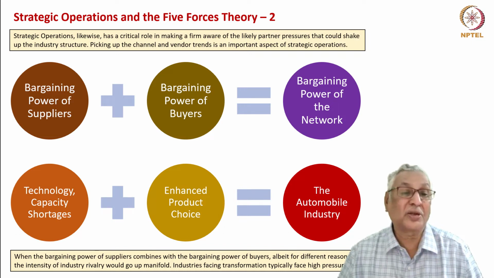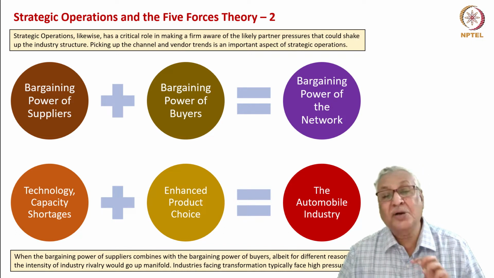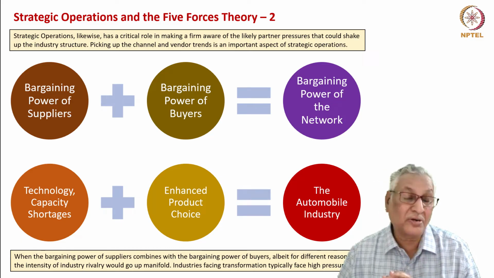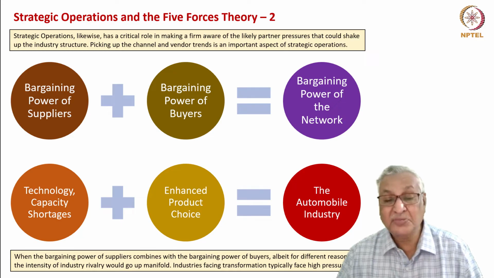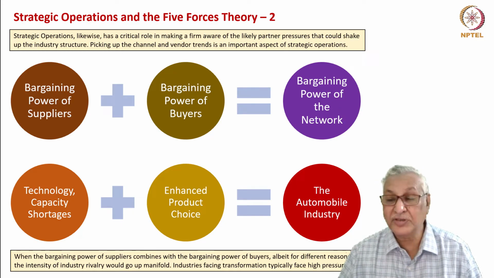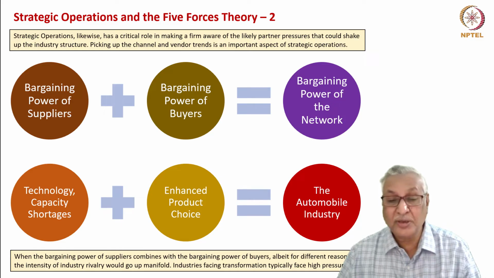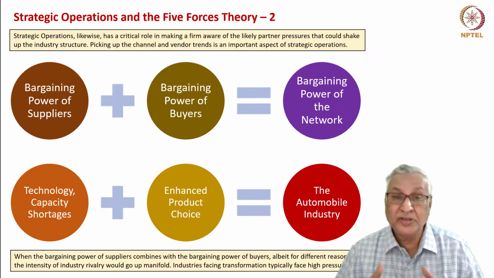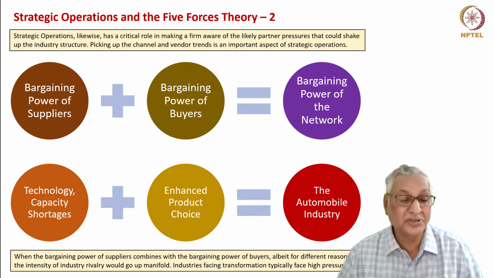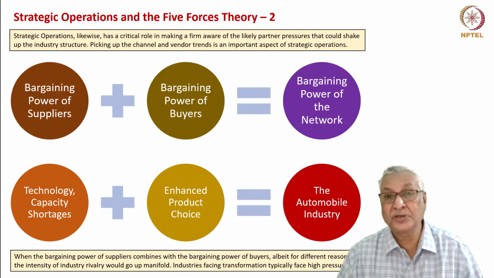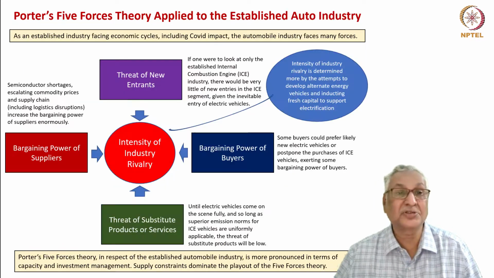Let's say the bargaining power of suppliers goes up. Simultaneously, the bargaining power of buyers goes up. Then the bargaining power of the network as a whole increases. Example, technology and capacity shortages increase the bargaining power of suppliers. Enhanced product choice increases the bargaining power of buyers. As a result, the new automobile industry is in a transition to meet these requirements. So, when these two forces of suppliers and buyers are combined, although for different reasons, the intensity of industry rivalry would go up manifold in this case as well. Industries facing transformation face these high pressures.